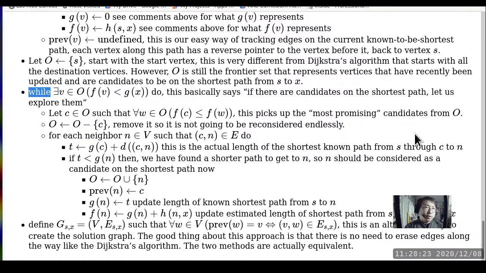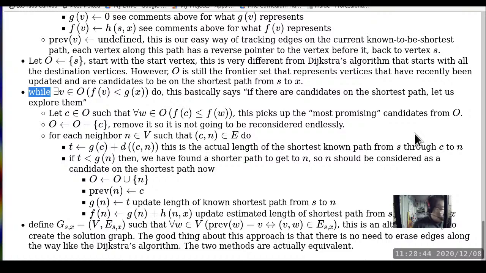But you cannot have multiple starting points, because the algorithm, g of something, can only track one single starting point and not multiple starting points. So from that perspective, the A star algorithm is quite different compared to the Dijkstra's algorithm.